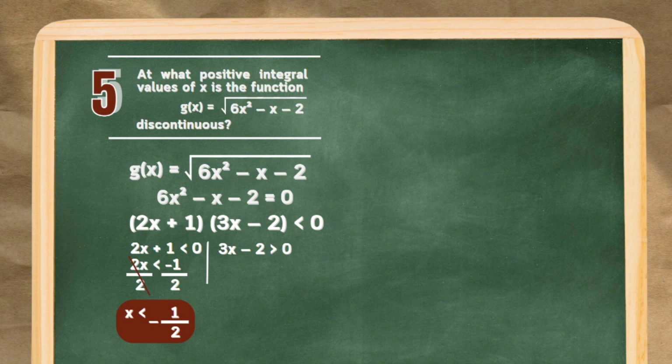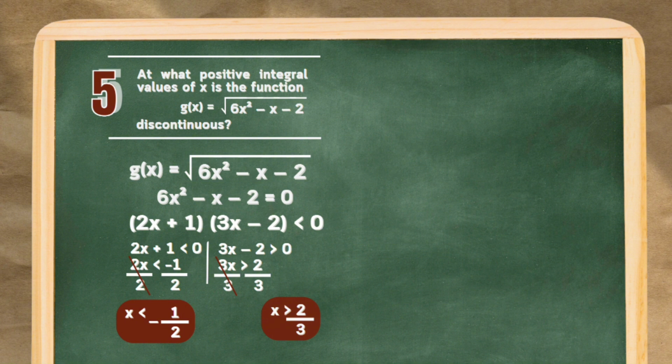For the 3x minus 2 greater than 0, ganun din ang gagawin natin dito. Para makancel natin ang 3, we will divide both sides by 3 naman. Then magiging 3x over 3 minus 2/3 is greater than 0. Then ilipat natin ang negative 2/3 sa kabila and makakancel na rin ang 3. Therefore, x is greater than 2/3.